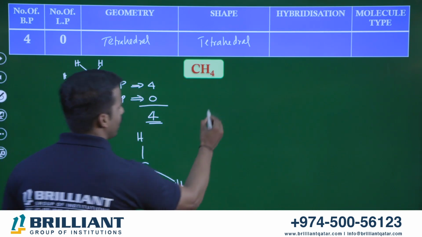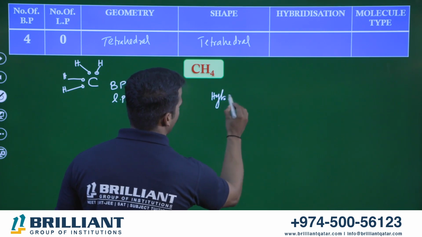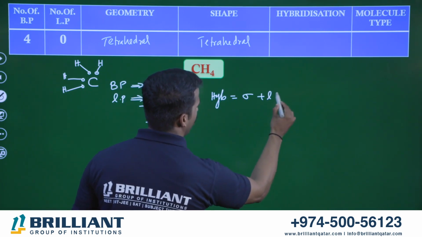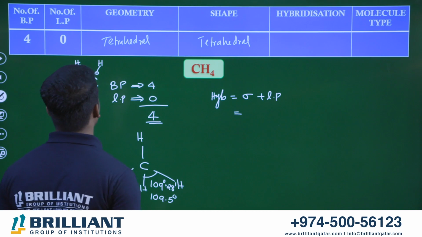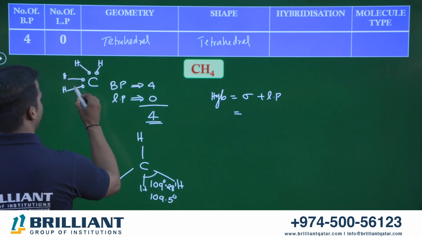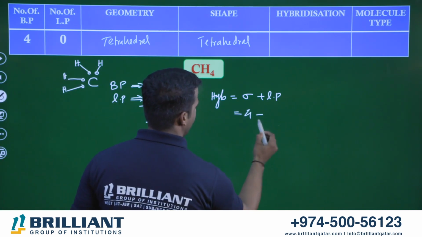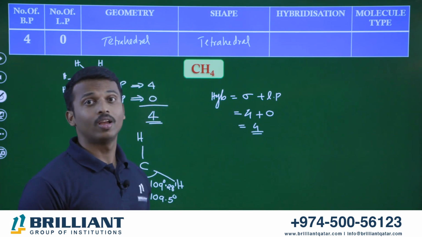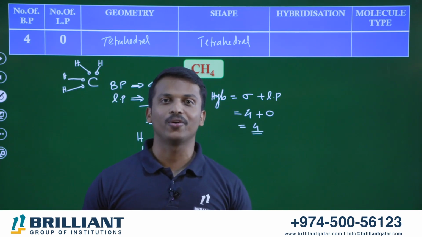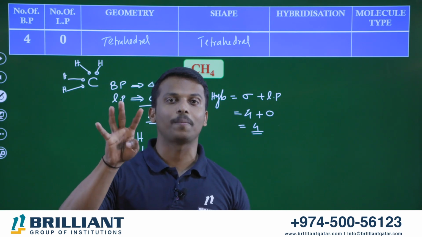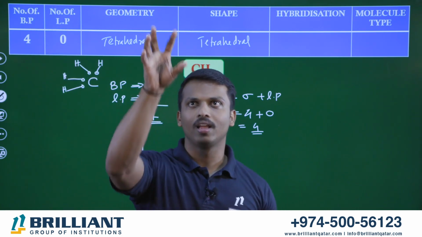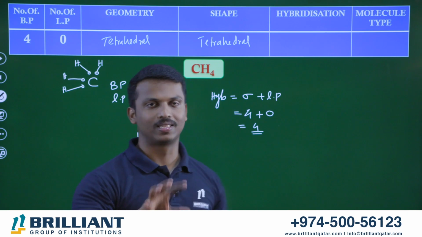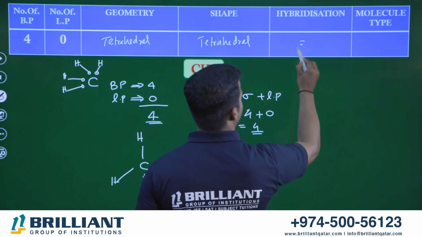Let's go to the hybridization. Hybridization is equal to again sigma bonds plus lone pair. How many sigma bonds are there? 1, 2, 3, 4. Any lone pair? No. So total 4. If it is equal to 4, what is the hybridization now all of you? Mix the first 4 orbitals, 1 s orbital, 3 p orbitals. So the hybridization is sp3.